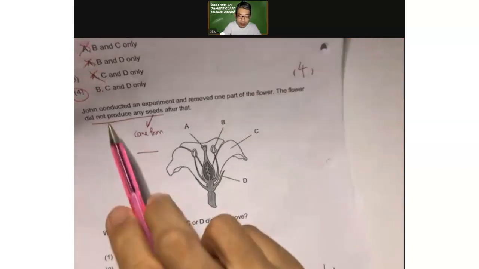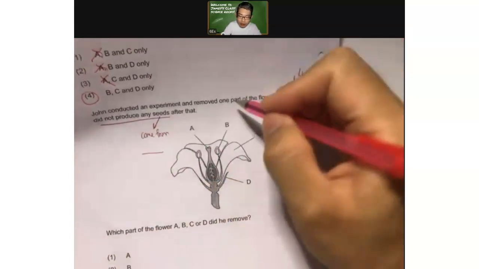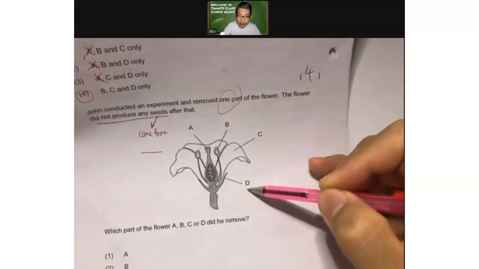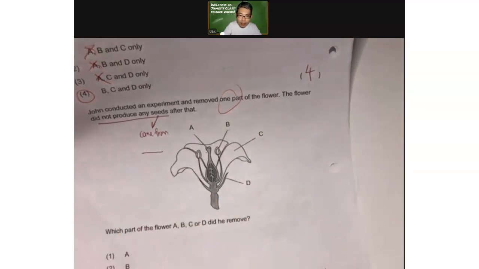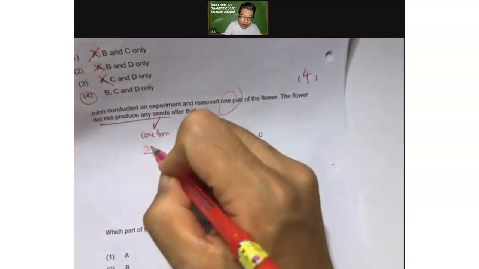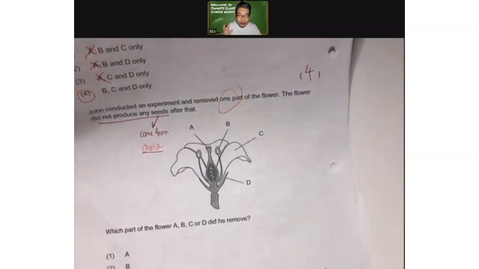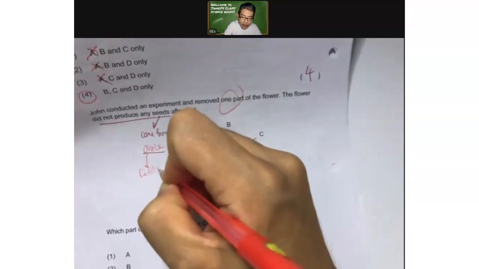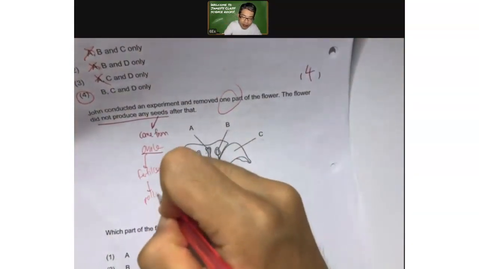Next one. John conducted an experiment and removed one part of the flower. One part, either it's A, B, C, or D. After removing that one part, the flower did not produce any more seeds. And seeds come from ovule, right? And how did ovule become a seed? It must be fertilized first. To be fertilized, it means that the pollen tube must have reached it. So there must be some pollination happening first.